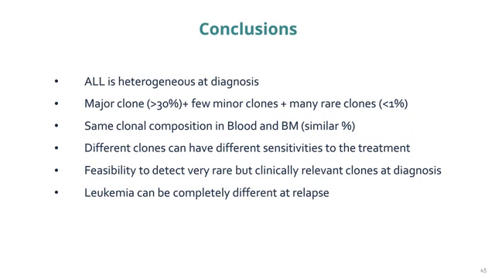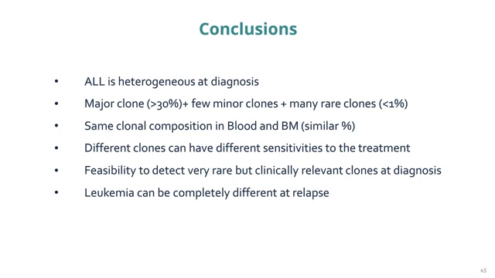So with this, I would like to sum up and draw some take-home messages. You have seen that ALL is heterogeneous at diagnosis. We typically find a major clone and some other minor clones. Then we observe the same clones in blood and bone marrow at similar frequencies. And we have seen that different clones can have different sensitivities to the treatment. Those clones that are more evolutionarily related respond similarly, but we also saw a related clone having a mutation in the zinc finger protein gene that responds to the treatment.